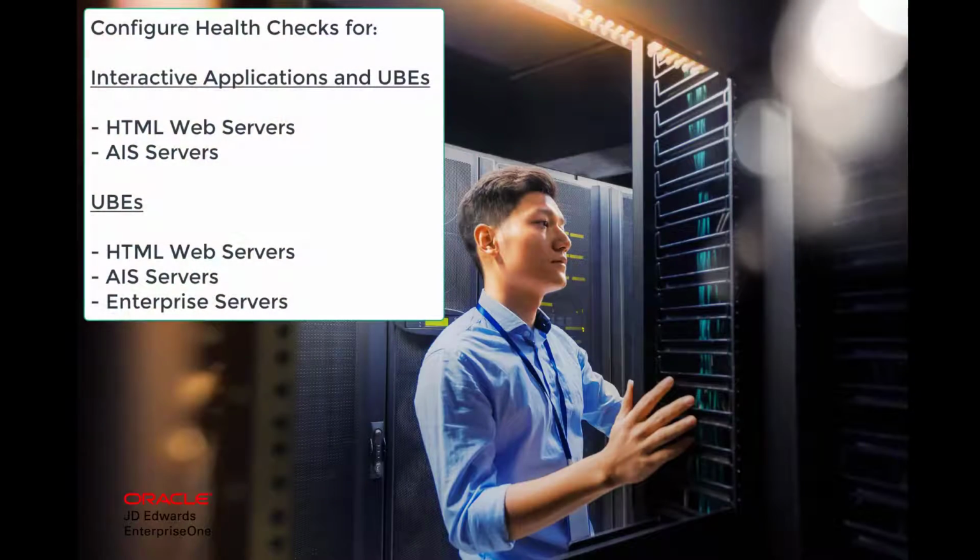For HTML and AIS servers, an administrator can dynamically specify the interactive application to run as part of executing the health check through Server Manager and Server Manager APIs. Likewise, an administrator can dynamically specify the UBE and version on an HTML web server, an AIS server, as well as an enterprise server to run as part of executing the health check through Server Manager and Server Manager APIs.